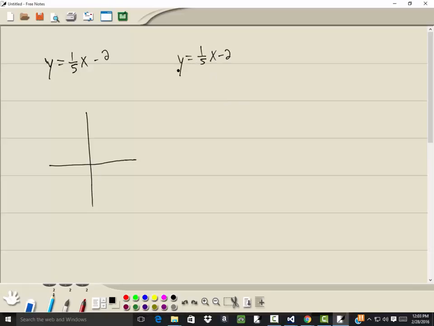If it's in slope-intercept form, it means everything's the first power and you have y equals some number, x, then plus or minus some number. In this form, whatever number's in front of your x is going to be your slope. So your slope is 1/5. Whatever number's at the end is going to be your y-intercept. So the y-intercept is -2. Well, we go to our y-intercept, which is -2.